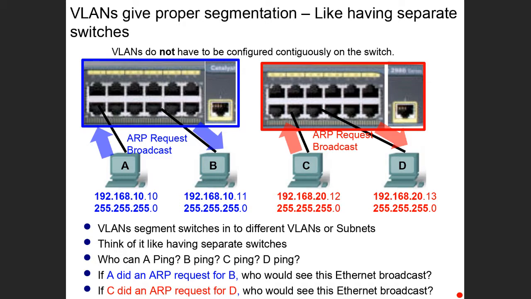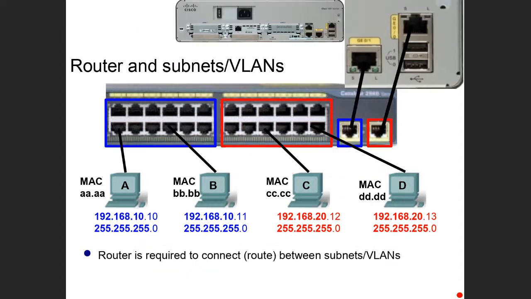So who can A ping? A can ping B. A cannot possibly ping C or D because they're not even physically plugged into the same switch. So if A did an ARP request for B, who would hear the broadcast? Only the blue ports would hear the broadcast. If C did an ARP request for D over here, only the red ports would hear that broadcast. Normally broadcasts are flooded to all the other ports on the switch, on a default switch, but we've changed the configuration now.